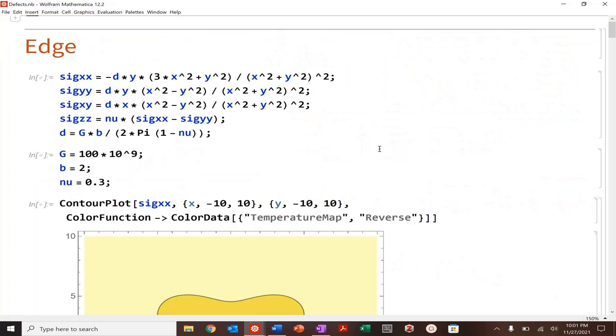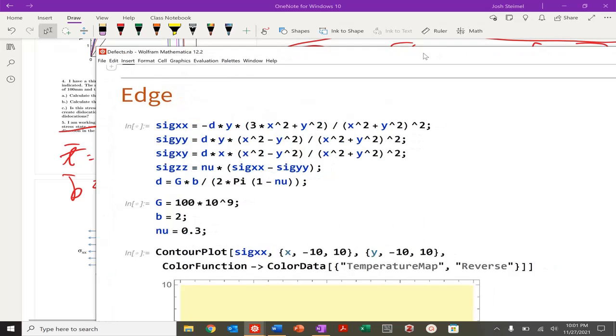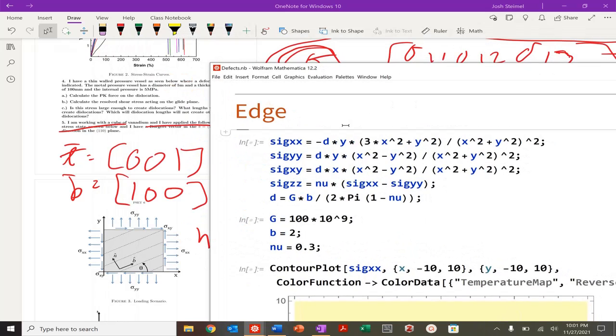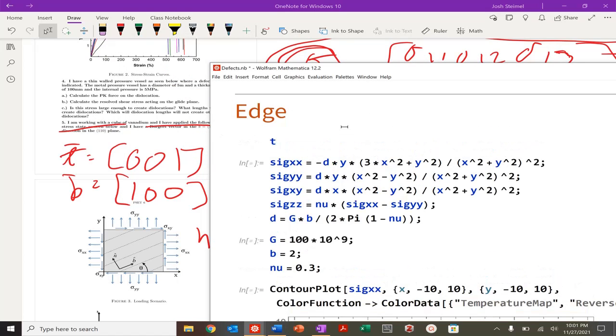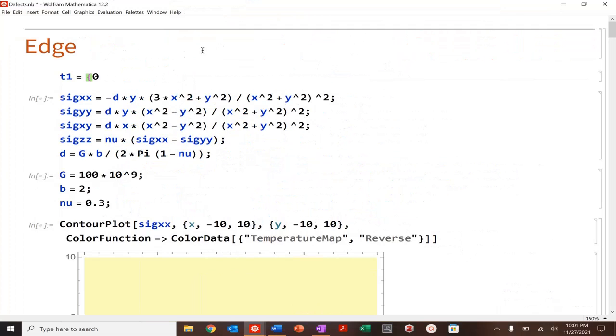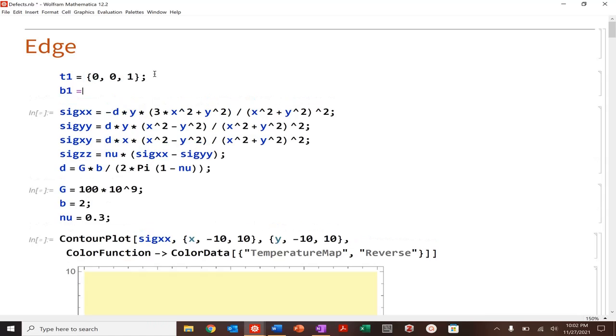So I'm going to pull up my notebook here, and before we do that, let's say my T1 is equal to 0, 0, 0. This is the notebook that we posted on our class website. B1 is going to be equal to, let's just call it, 1, 0, 0.